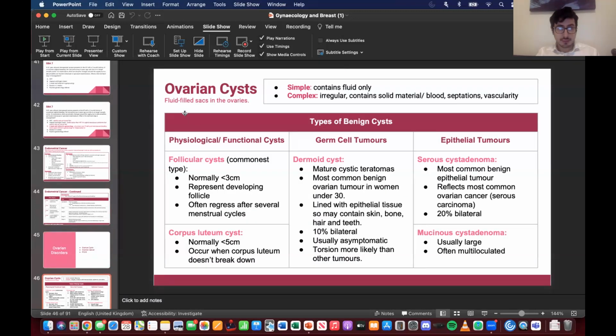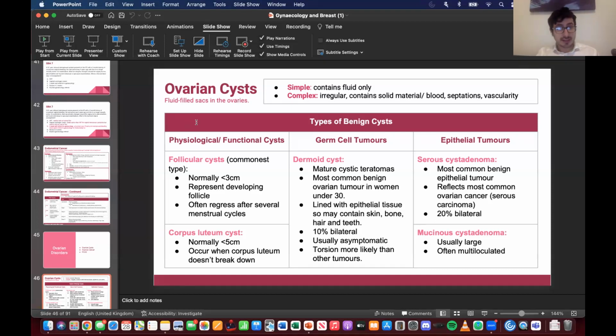Ovarian cysts, they're fluid-filled sacs in the ovaries. Simple ones contain fluid only. Complex ones are irregular, can contain both solid and liquid. There can be septations in there. It can be increasingly vascularized. We worry about complex ovarian cysts, and they must always be biopsied for suspicion of cancer.